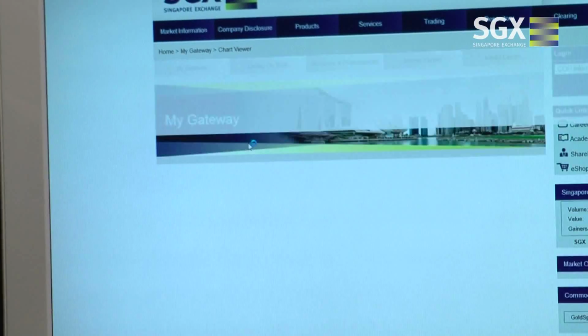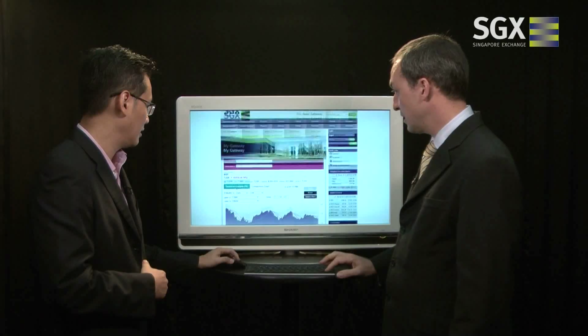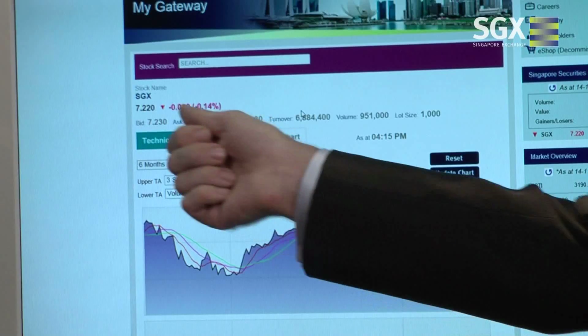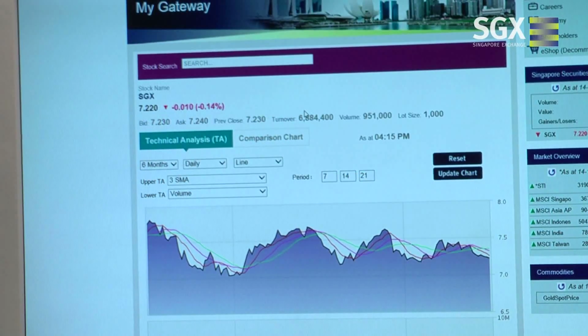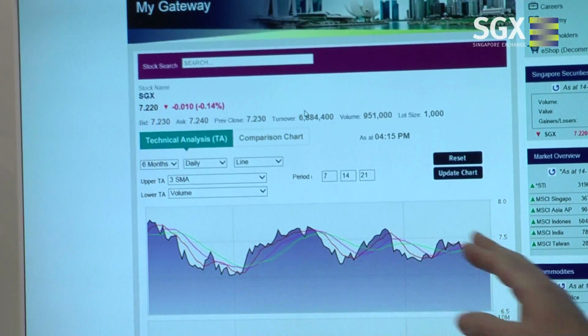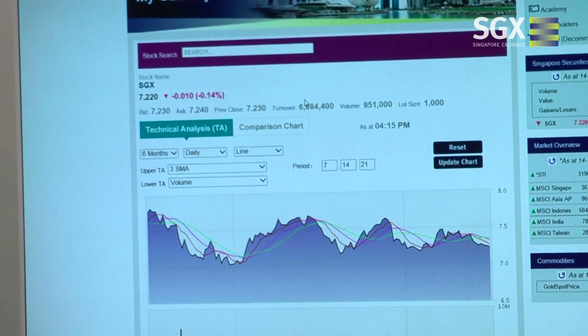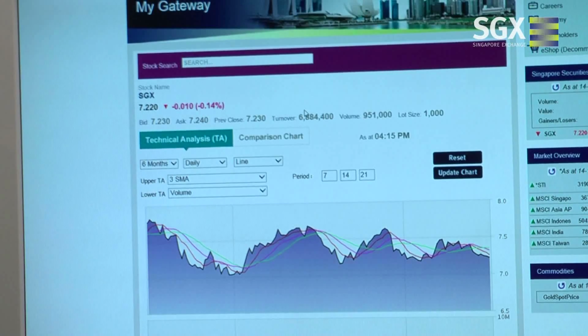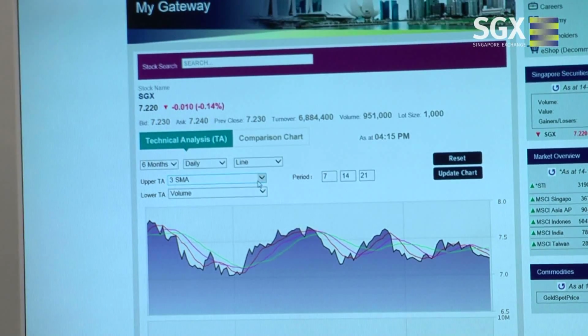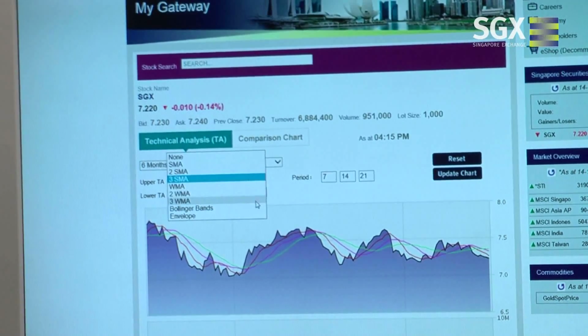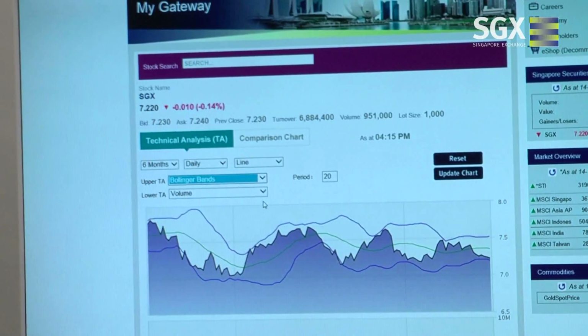Chart Viewer. Okay. And here we have the Singapore Exchange's own stock, and we have a normal chart. I think you've already applied some moving averages here, is that right? Yeah, that is correct. Besides moving averages, you can also apply other sorts of TA tools on this, like, for example, the Bollinger Band, and so on and so forth. Maybe let's just do a little demonstration.